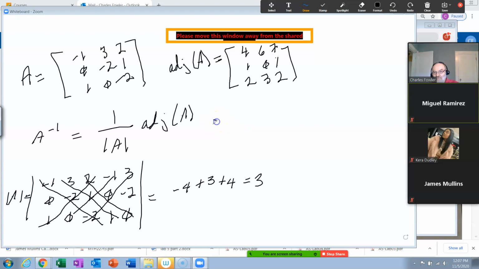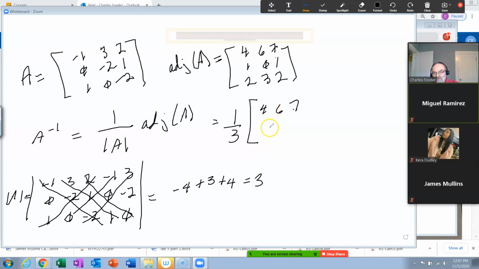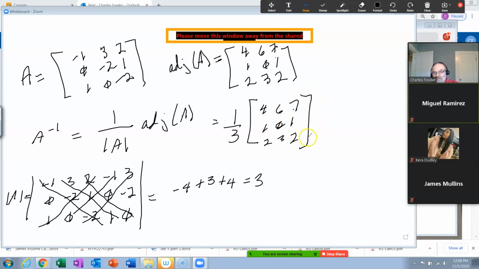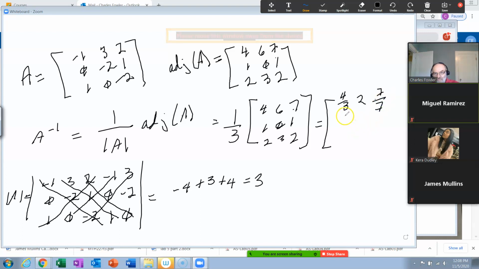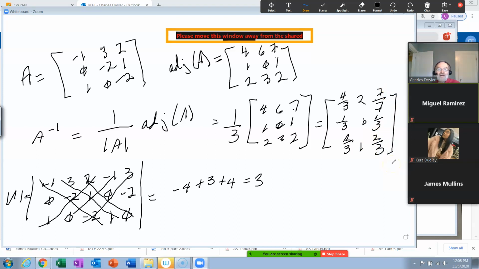Okay, so this would be 1/3 the adjoint of A, and we just wrote that down a little bit ago: 4, 6, 7, 1, 0, 1, 2, 3, 2. Now, if you multiplied those through, you don't have to. I find it easier just to leave them like that. But this would be a 4/3, 2, 7/3, 1/3, 0, 1/3, and 2/3, 1, 2/3. You didn't have to do that, but you could.